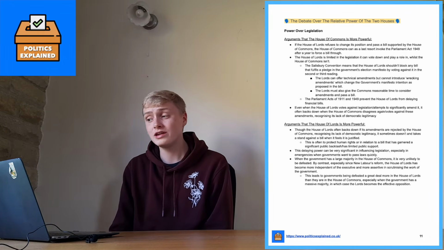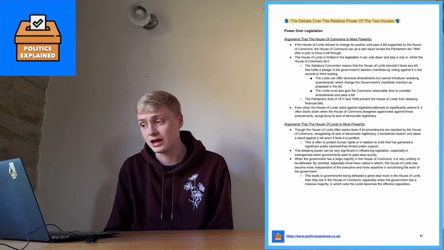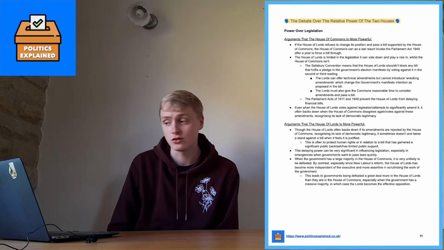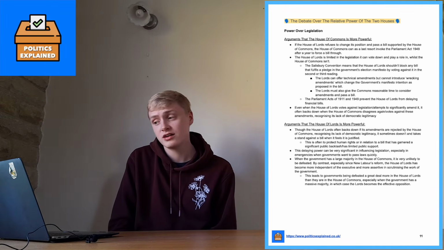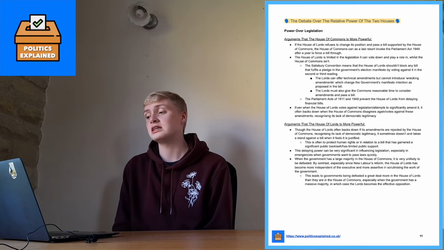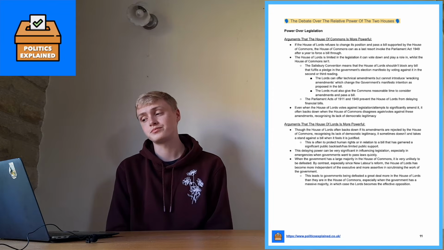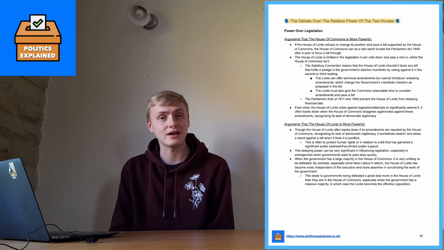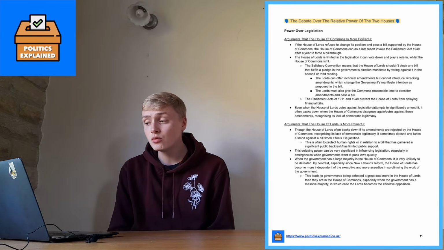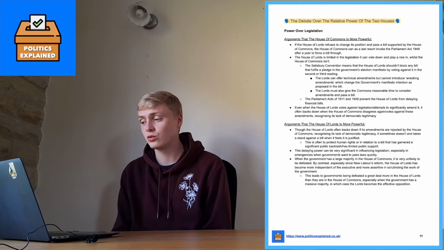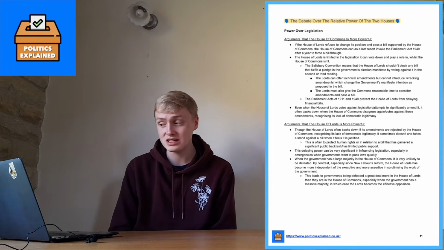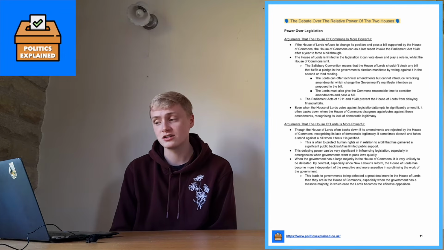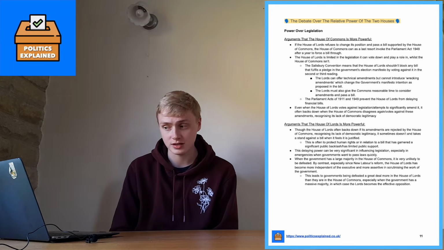The House of Lords is also limited in the legislation it can vote down and play a role in, whilst the House of Commons isn't. So the Salisbury Convention prevents the House of Lords blocking any bill in the government's manifesto, and the Parliaments Act prevents the House of Lords from delaying financial bills. And finally, even when the House of Lords votes against legislation or attempts to significantly amend it, it often backs down when the House of Commons disagrees or votes against these amendments, recognising its lack of democratic legitimacy.